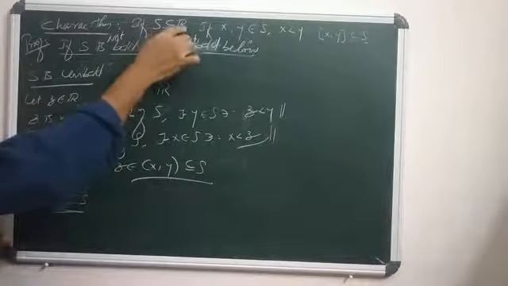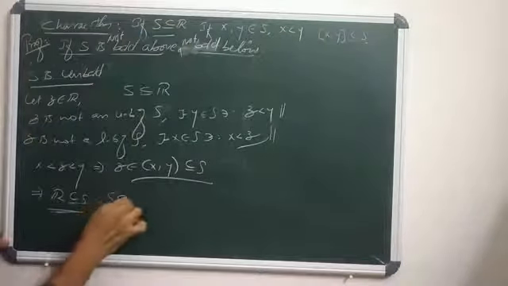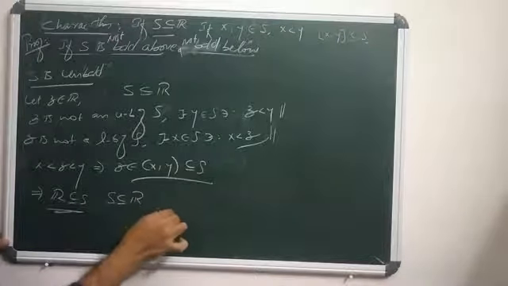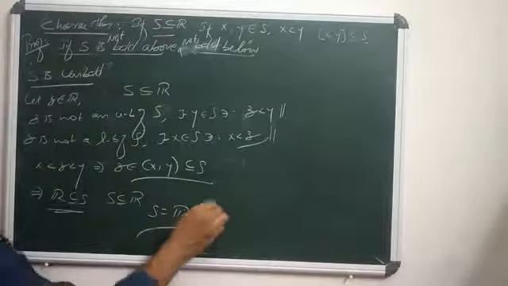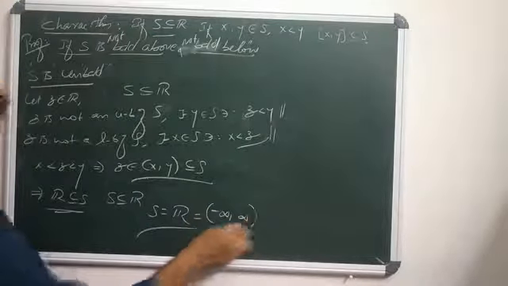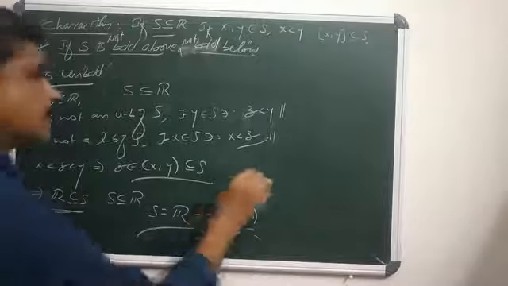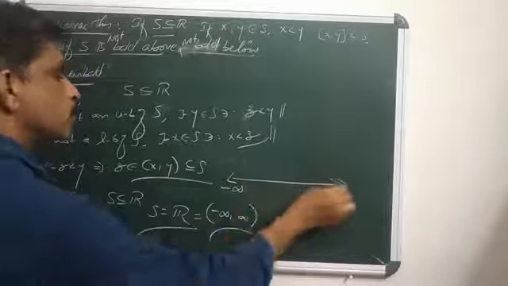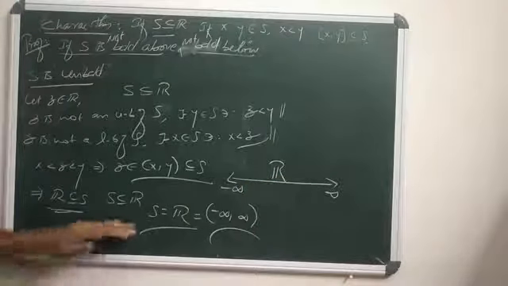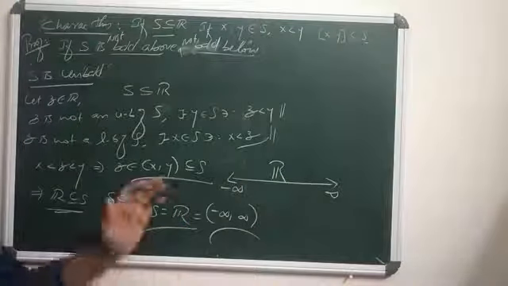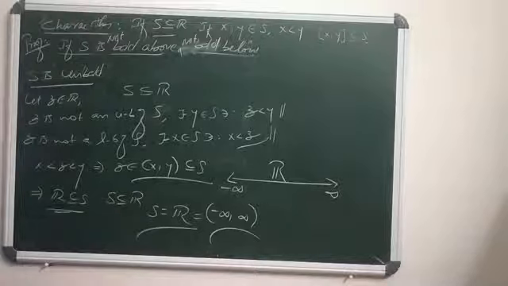But what is S? S is a part of R. Combining, S is a part of R and R is a part of S, so S equals R. What is R? R means the open interval (minus infinity, infinity). This is the real line, minus infinity to infinity. So S equals R, minus infinity to infinity. What is (minus infinity, infinity)? It is nothing but an interval. So this is our requirement.